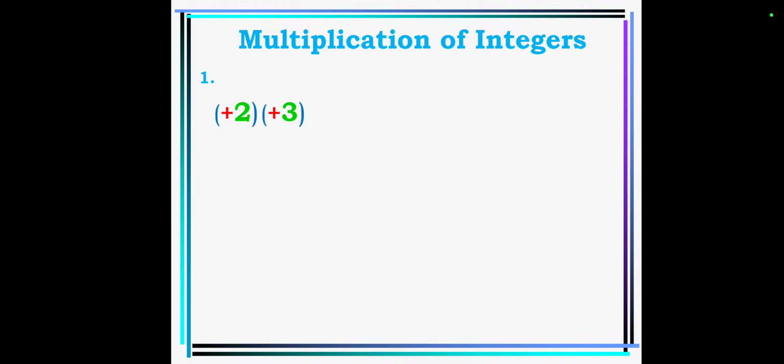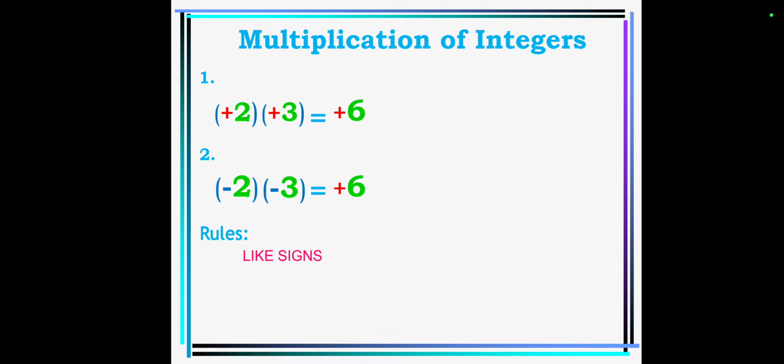For example, this one, positive 2 times positive 3, the answer is positive 6, because you have the same sign. Again, you just have to multiply the numbers there, which is 2 times 3. Number 2, negative 2 times negative 3. One thing for sure, in number, the answer is 6 because that is only 2 and 3. So, the answer is 6. But what is the symbol? The answer is positive.